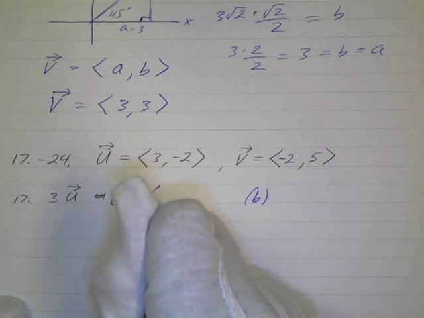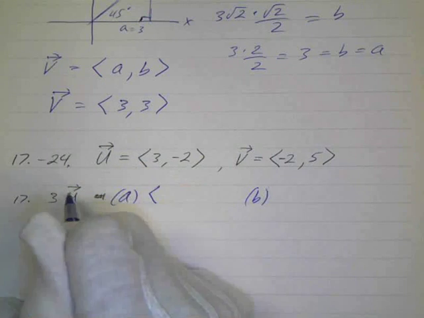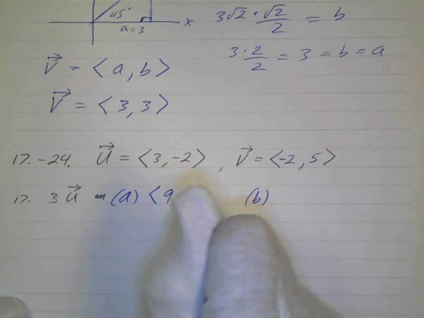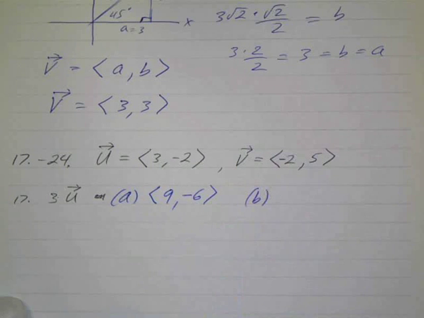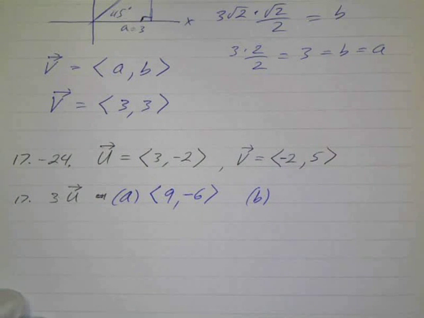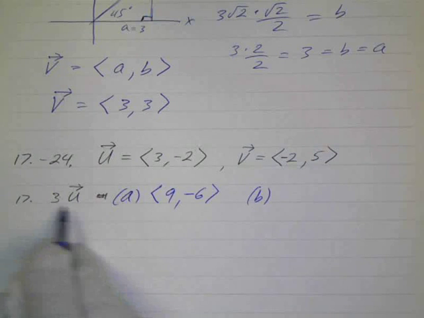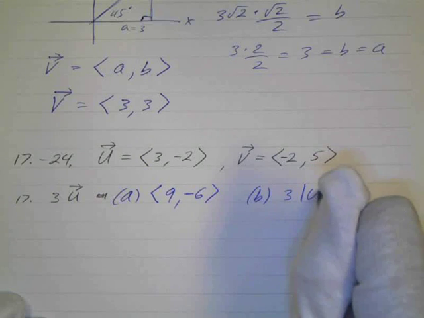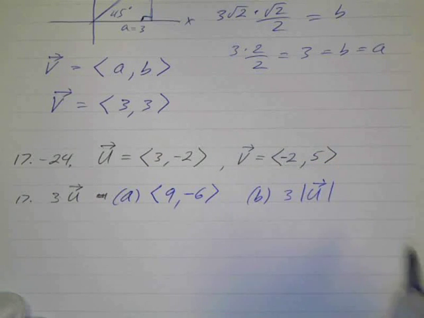So that's just going to be 3 times 3, which is going to be 9. And 3 times -2 is -6. So that's all there is to that. And then the magnitude of this vector will be just 3 times the magnitude of u.